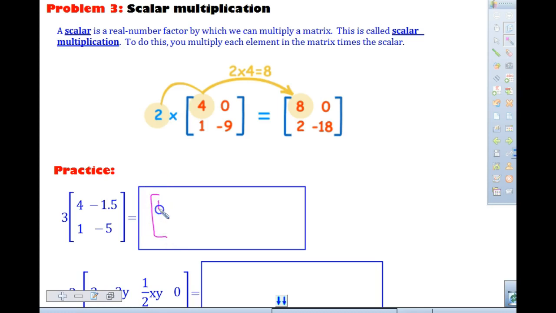3 times 4 gives us 12. 3 times 1 1/2. 3 times 1 gives us 3, right? And then half of 3 is how much? 1.5. So this should be a negative 4.5. Right? Okay? Continue and finish that multiplication. You have to keep the brackets. That's our way of organizing it. If you don't put the brackets, I have to mark it wrong. If you just put 12 negative 4.5, and then the bottom row, if I was looking at that, Caitlin, what'd you have?